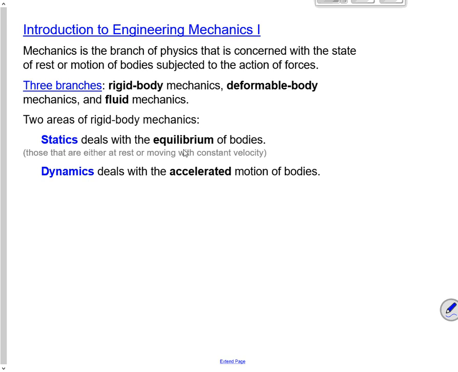Mechanics is a branch of physics that deals with things that are moving. In general, we break it up according to the types of objects that are moving. We talk about rigid body mechanics, deformable body mechanics, fluid mechanics. This class will primarily deal with rigid body mechanics. Then we also discuss how the bodies are moving. And so we break it up into two big areas, statics and dynamics, which depend on how the object is accelerating. In statics, it's not accelerating, and in dynamics, it is accelerating.